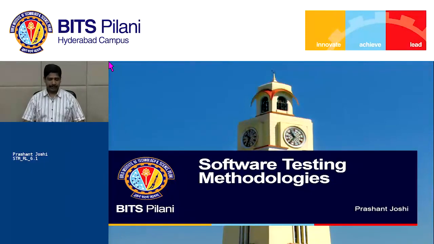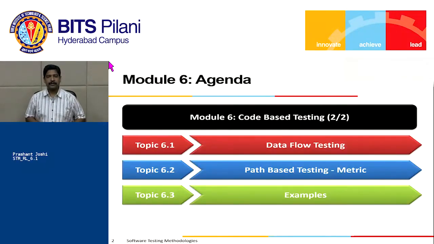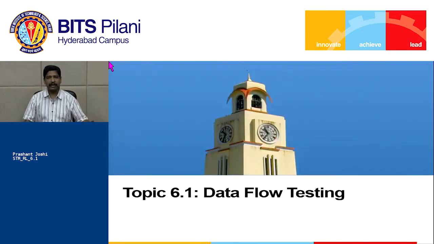So what are we going to do? Let's find out. We're going to continue on our code-based testing journey. What is the code-based testing journey? Well, looking at those statements, looking inside the box, is what we call white box testing. So we have three things that we're going to talk about. Data flow testing. We're going to look at the path-based testing metric. So we looked at path-based testing, and we'll extend it further and look at the metric part of it. And of course, we'll look at a couple of examples. So let's dive in. Data flow testing.